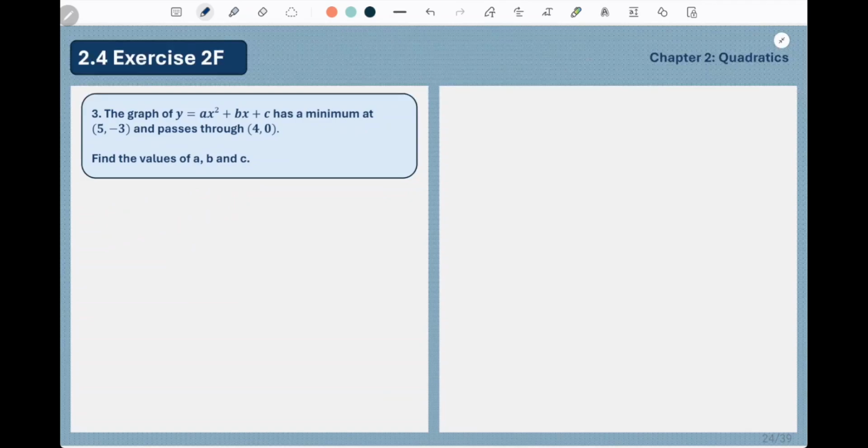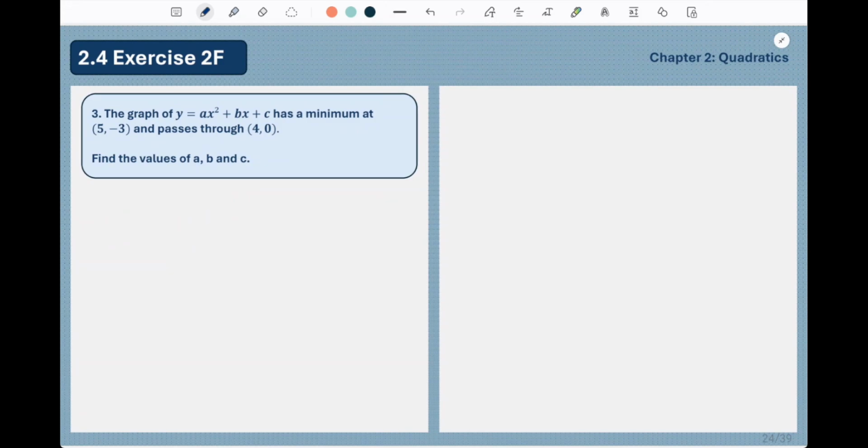Hey everyone. So today we're gonna follow through with the last session where we defined how to find and how to plot and sketch quadratic graphs. So today we're gonna do kind of the opposite. We're not given the equation, but we're given the minimum and one of the points it passes through, and we have to find the values of a and b and c. So we basically have to find the quadratic equation.